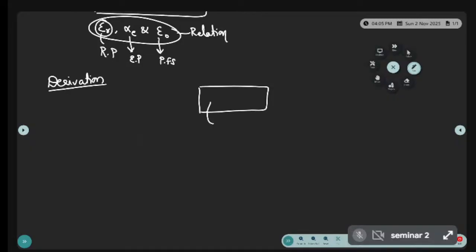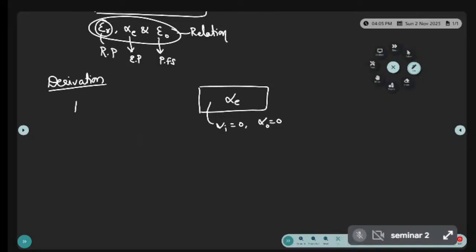So no ions. Which polarizability will be missing? Ionic. So alpha I is zero. No dipoles. Which polarizability is zero? Orientation. So which polarizability is present here? Alpha E. Right.